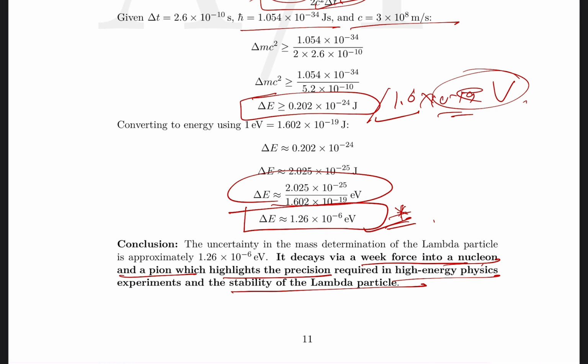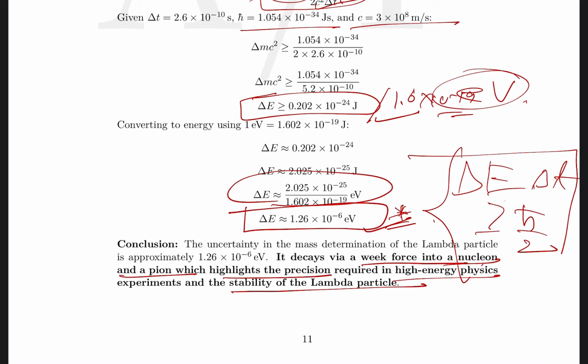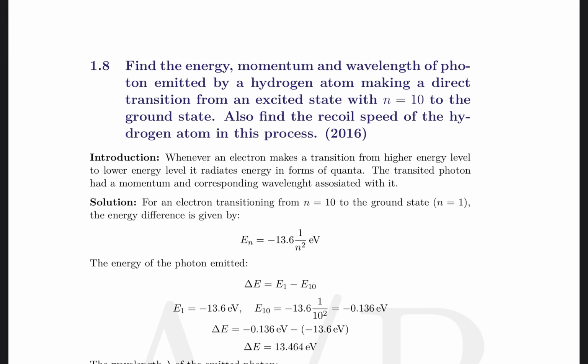It is exactly the same as in the previous question, because the question's demand is the same. Meaning to say that the concept used in the question is delta E delta T more than or equal to h cut over 2, and it is a fundamental subatomic particle in which delta T is given and we need to find out delta E. Okay, let's move forward.